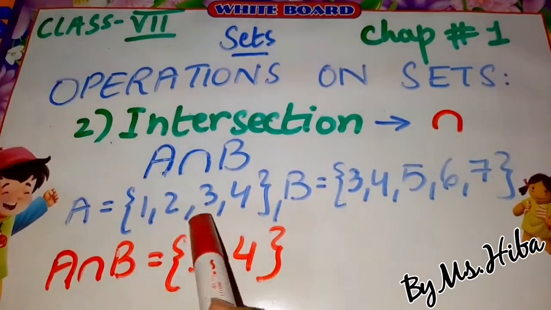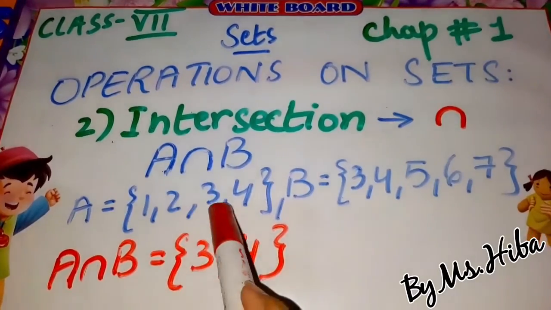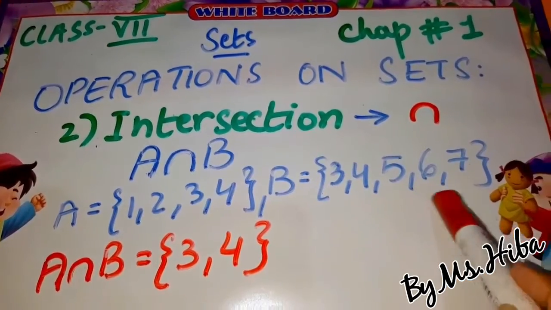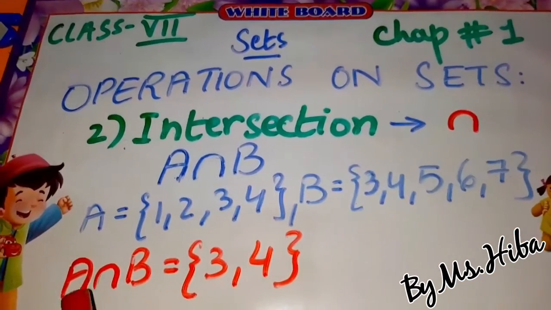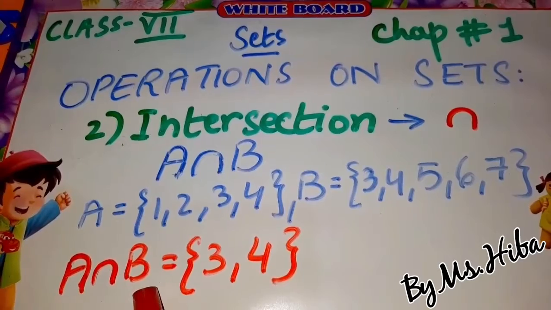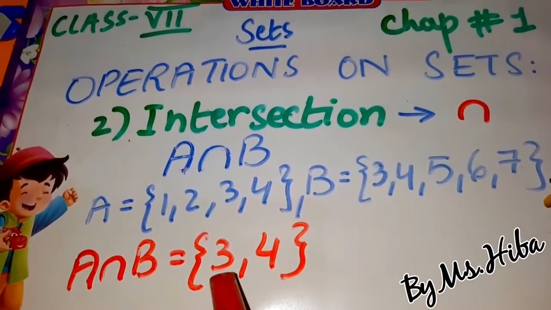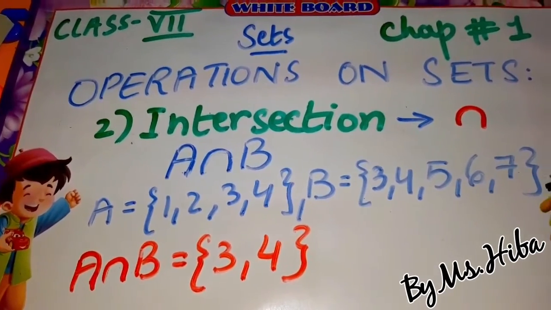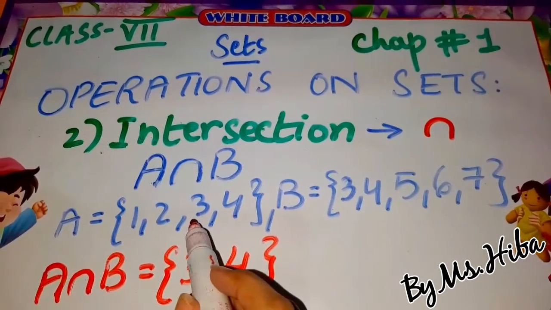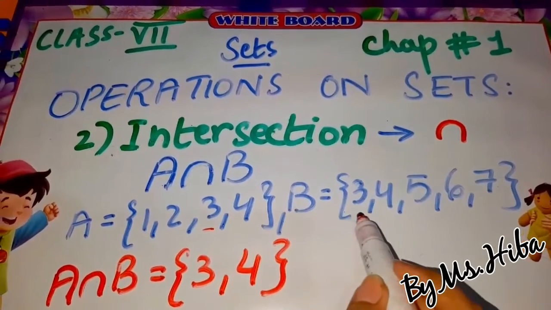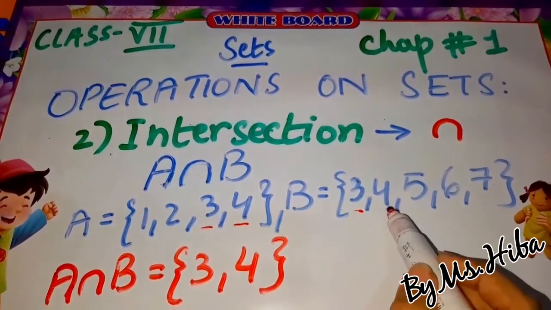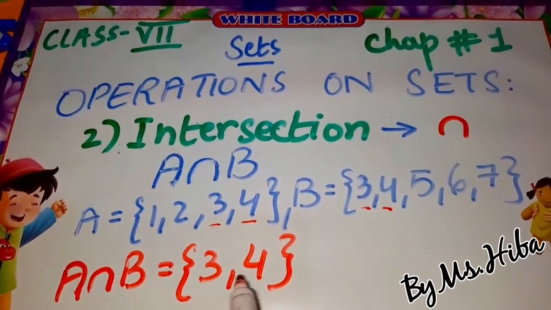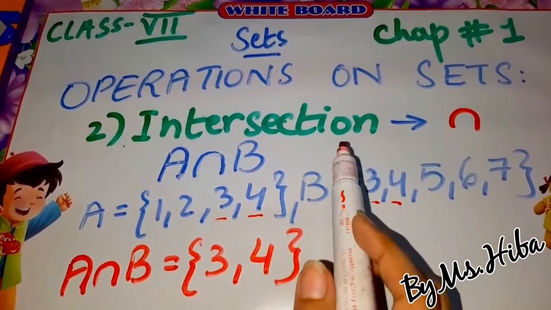For example, here we have A which contains elements 1, 2, 3, 4 and set B contains elements 3, 4, 5, 6 and 7. So if we find the intersection of set A and B, the answer will be 3 and 4 because we can see we have only two common numbers which are 3 and 4 in both sets. So the answer will be 3 and 4 for intersection.